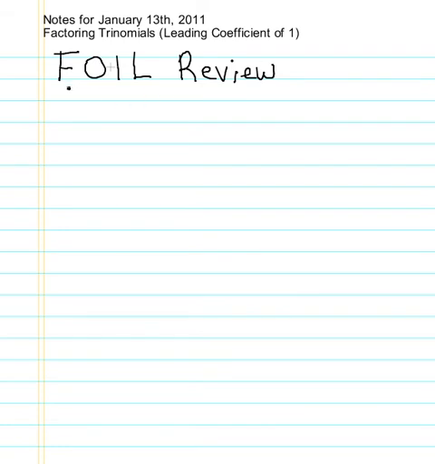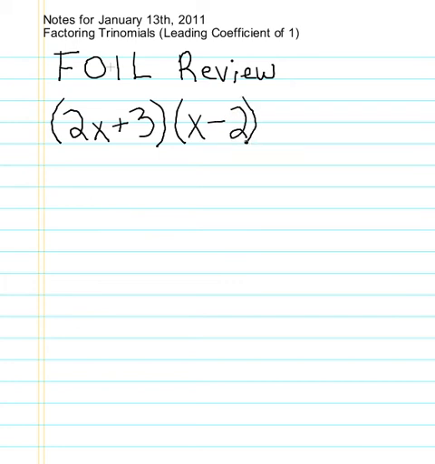The first thing we want to do, though, is begin by reviewing the FOIL technique. In the FOIL technique, remember, we use this technique to multiply two binomials. So for instance, I might have a binomial 2x plus 3, and I want to multiply it by the binomial x minus 2. Okay. Really, the FOIL technique is just a special distributive property.